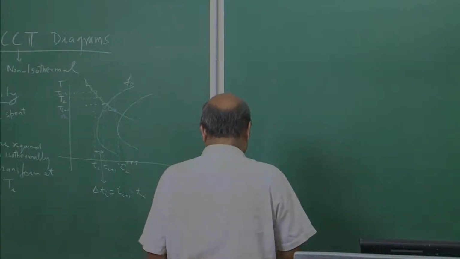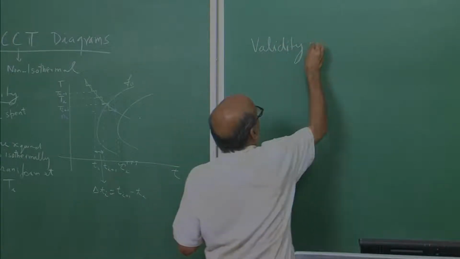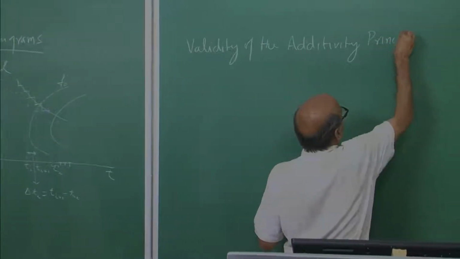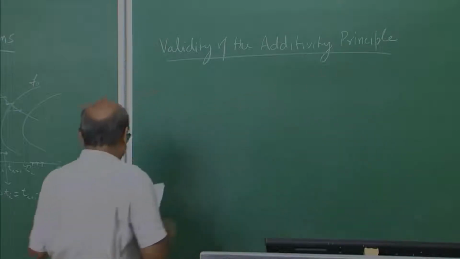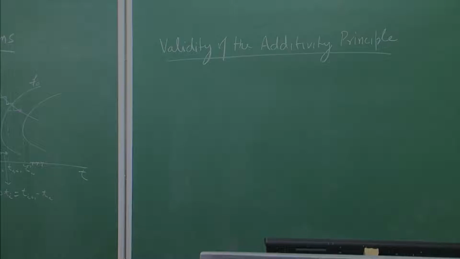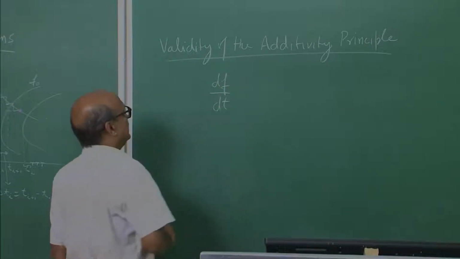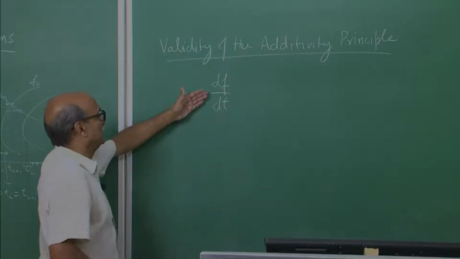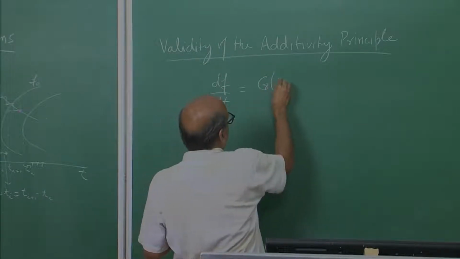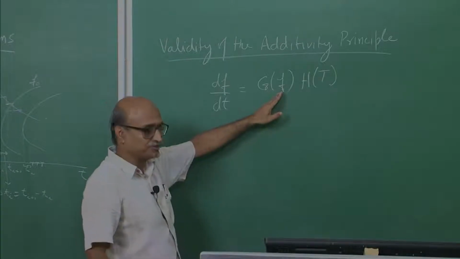So, the condition for the validity of the additivity principle is very easy to state. The additivity principle is valid for all transformations where the kinetics follow the following relationship: df by dt, the rate at which the fraction transformed changes per unit time, should be a function like this. Capital G is one function which is a function only of the fraction transformed at that instant of time.